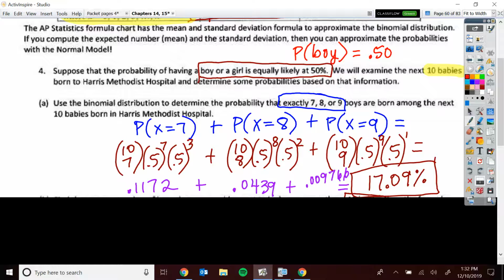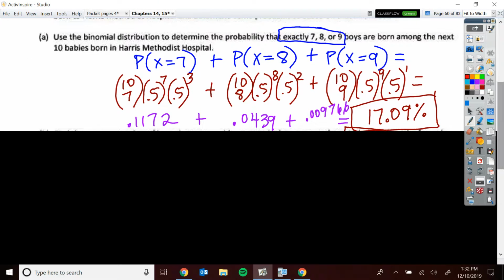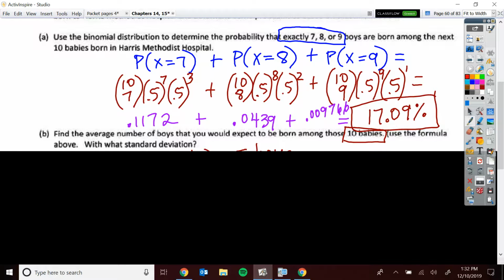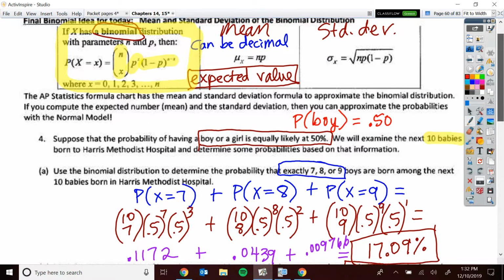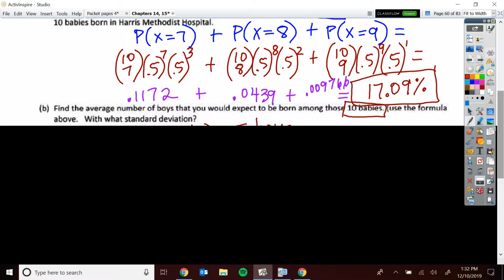Because we have the probability of the 7 plus the probability of the 8 plus the probability of the 9. And so that's about a 17% chance that 7, 8, or 9 of the 10 babies will be boys. Okay. But now what we're going to do is say, what would happen if we tried to approximate this with the normal model? So in order to do the normal model, I need a mean and a standard deviation. So according to these formulas up here, what would the mean and standard deviation be for these 10 babies?